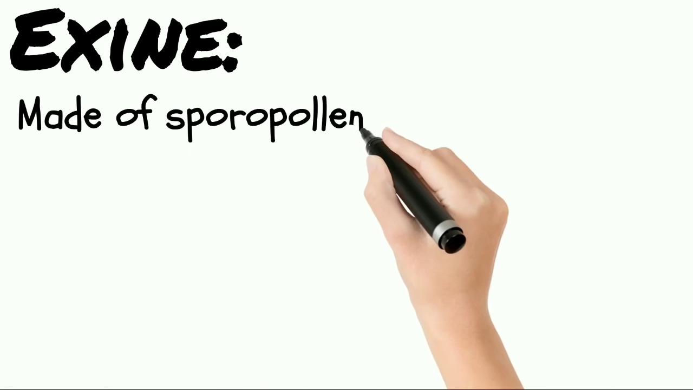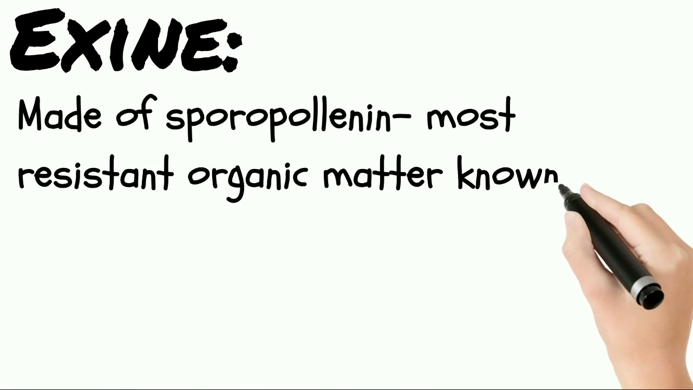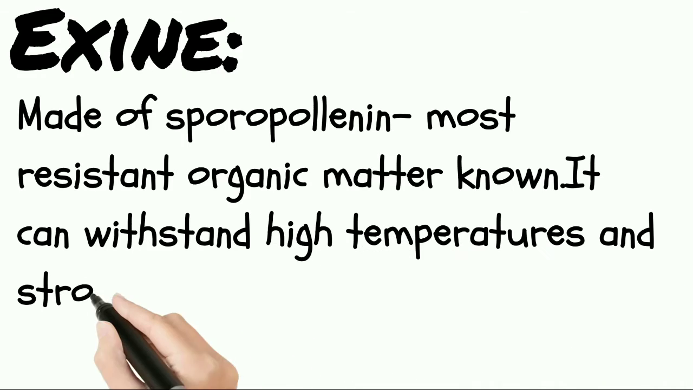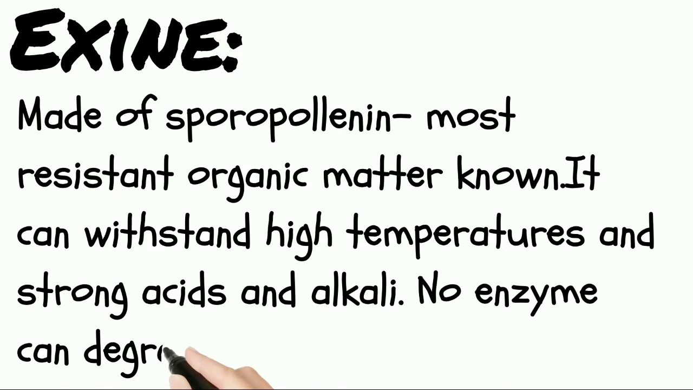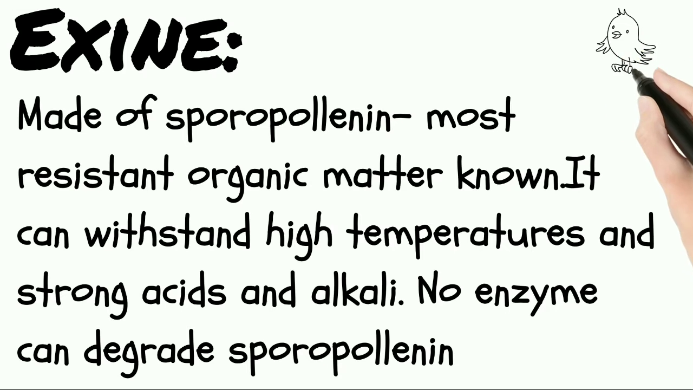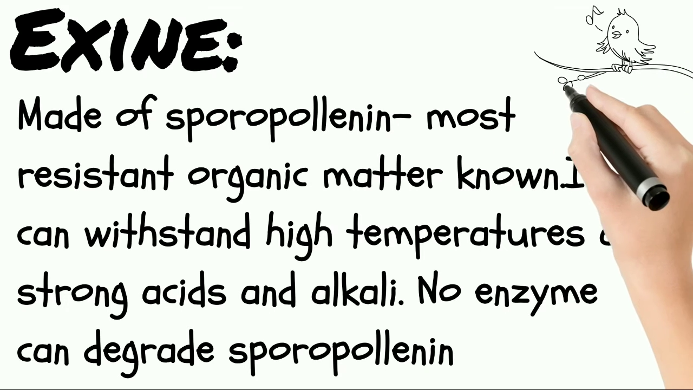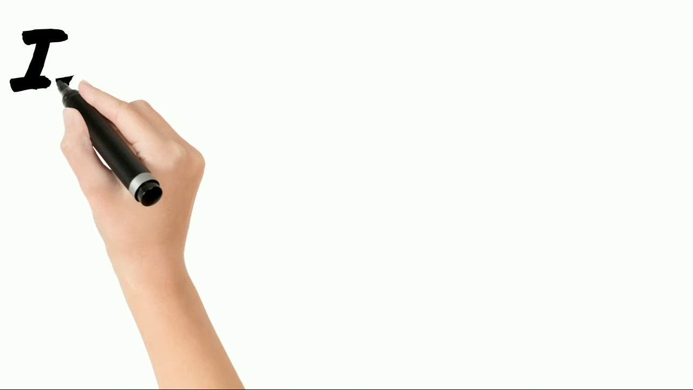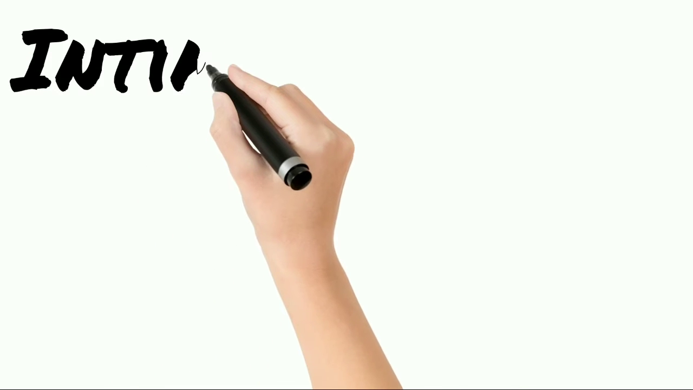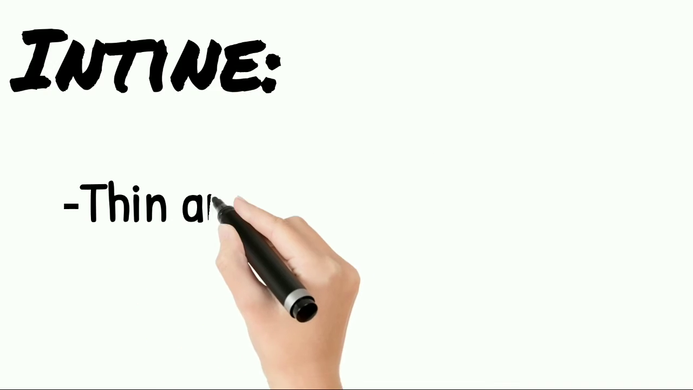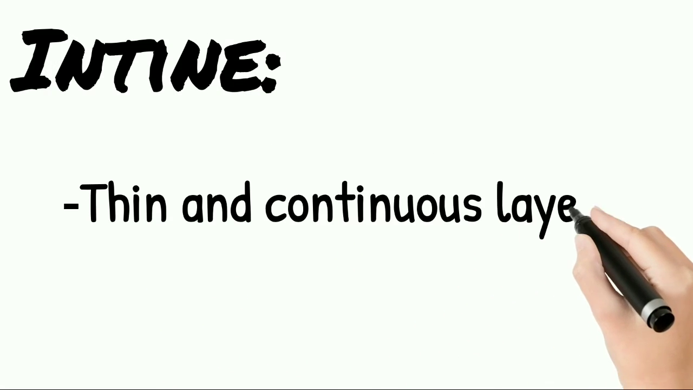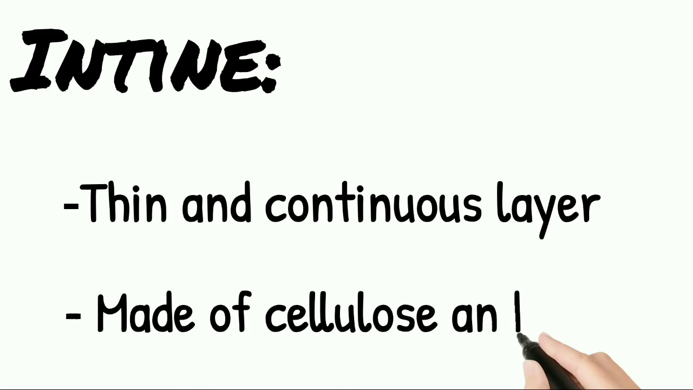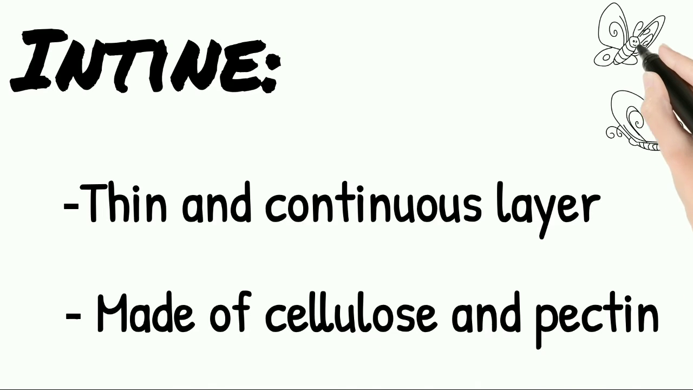Then comes the first one, that is exine, which is made of sporopollenin, the most resistant organic matter known. It can withstand high temperatures and strong acids and alkali. No enzyme can degrade sporopollenin. Then the second layer is intine, which is a thin and continuous layer made of cellulose and pectin.